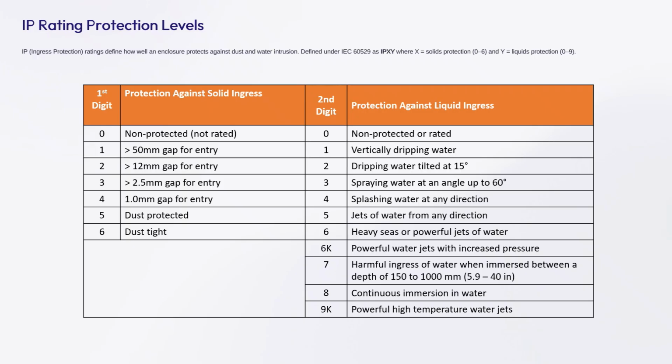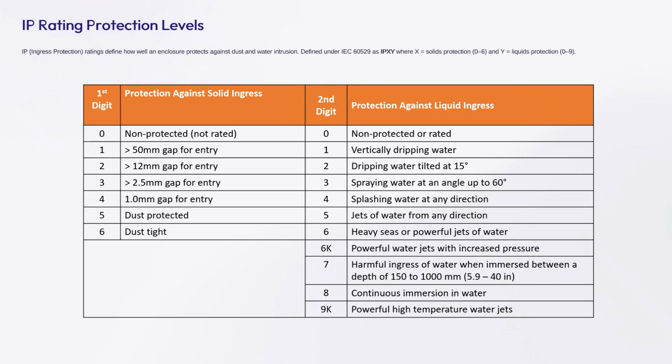IP69K, the highest level of protection. Dust-tight and can withstand high-pressure, high-temperature water jets, often used in food, beverage, and pharmaceutical industries, where frequent washdowns are required. So, the higher the IP number, the better the protection against dust and water. Always choose the right IP rating depending on your application environment.